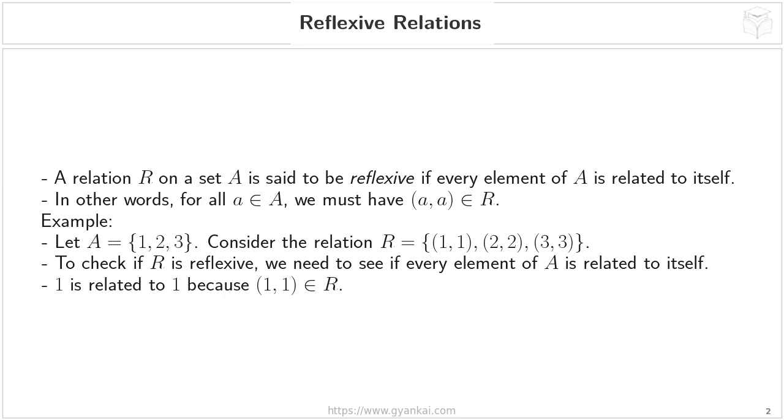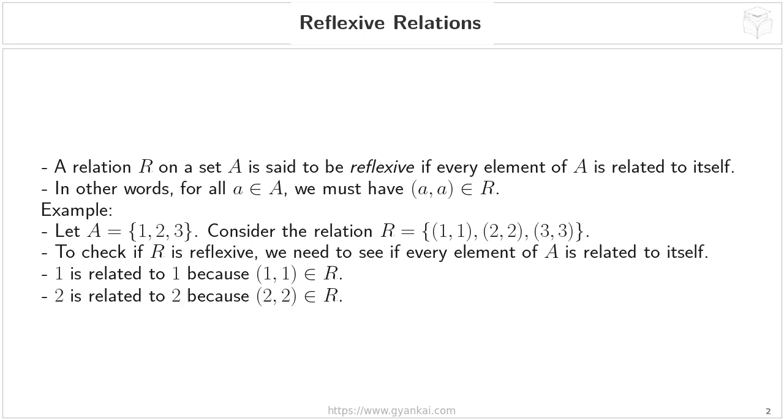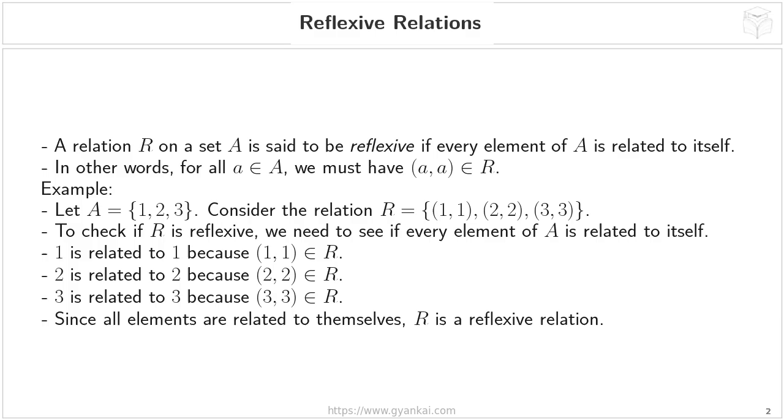Let's go through it step by step. 1 is related to 1 because (1, 1) is in R. You can see that the ordered pair (1, 1) is in our relation R. Similarly, 2 is related to 2 because (2, 2) is in R. And (3, 3) is in R, so 3 is related to 3. The conclusion is, since all elements are related to themselves, R is a reflexive relation. Because we confirmed that every element in set A is paired with itself within the relation R, we can confidently say that this relation is reflexive.